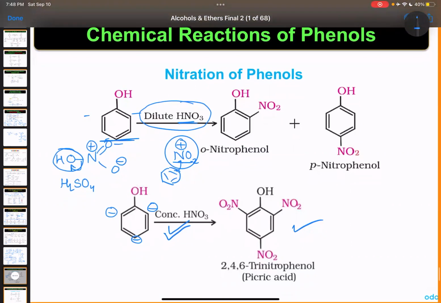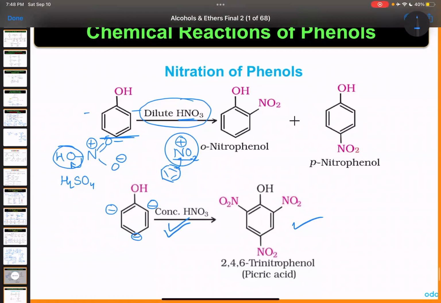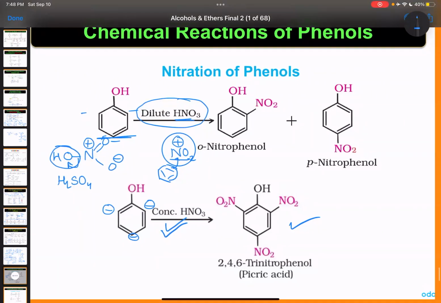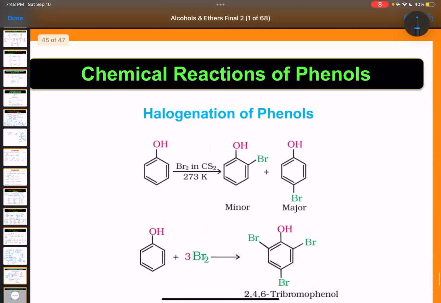But if you take HNO3 and H2SO4, that is going to be a disaster, because that is also a strong oxidizing agent, and phenol is very electron rich and it will get oxidized. Okay. So that also you need to remember.